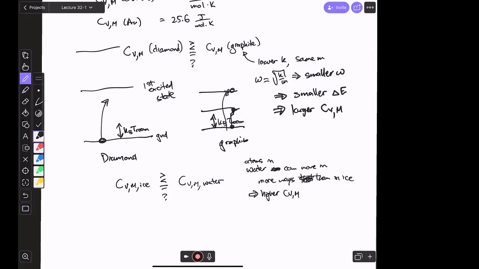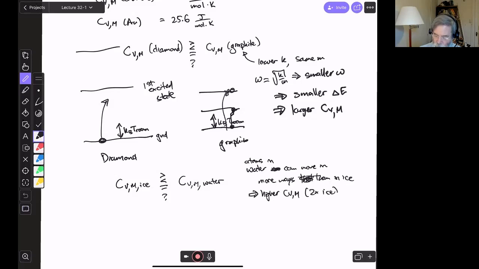And in fact, it's about twice that of the heat capacity of ice. And that should also sort of make sense in the freezing out way of thinking. Literally, in this case, we're freezing things out. So as you go from water to ice, you're freezing out those translational modes in this case, leaving only the vibrational modes. Good.